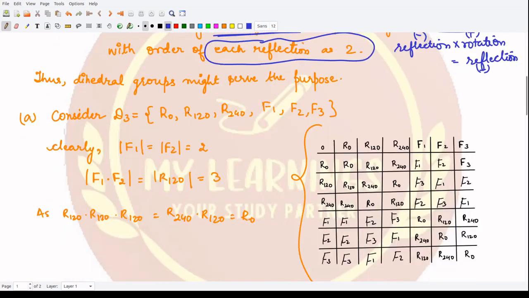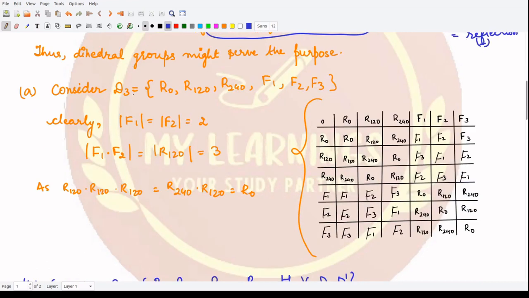In the first case we will be considering D3, the dihedral group of order 6, which gives you the symmetries of an equilateral triangle. Here we take the rotations as R0, R120, R240, and the reflections as F1, F2 and F3. If you take any two reflections, let's call them F1 and F2, their orders come out to be 2. When you compose these two reflections, F1 composed with F2 gives you R120, which is a rotation.